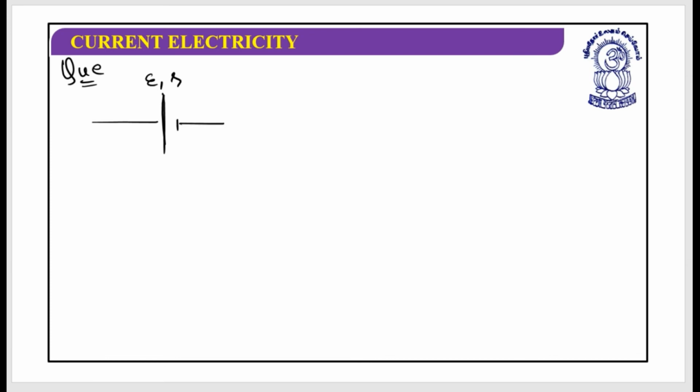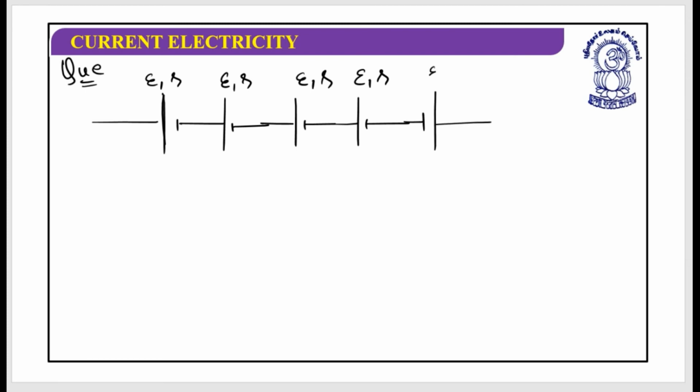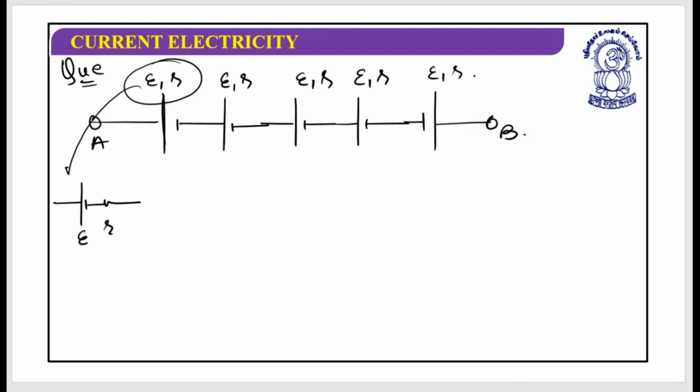It's an E comma R. When I write E comma R, we already discussed it one more time here. It is something like this, E and R. This is the short form. Yes, it's a VAB.